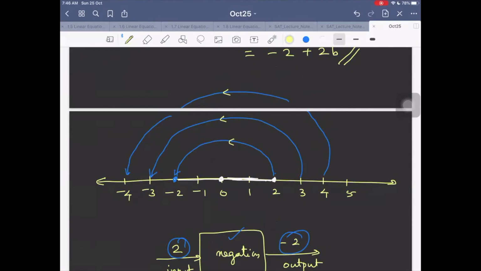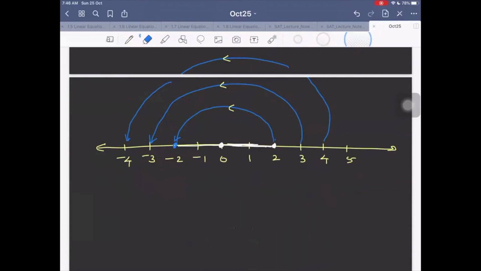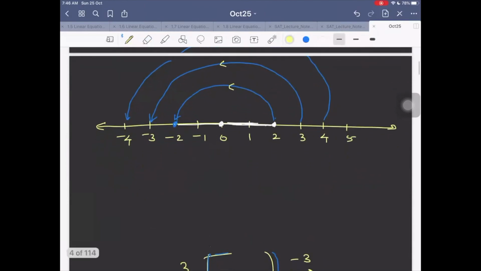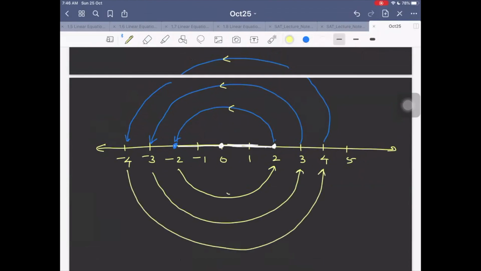Now tell me what happens when you apply the same principle to the negative numbers. What happens to the negative numbers? Do the same approach to the negative numbers. You see, -2 lands up at 2. -3, when you negate it, lands at 3. And -4 lands at 4. Of course, again, it's the anti-clockwise rotation.